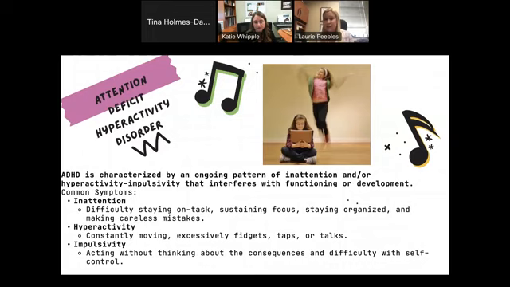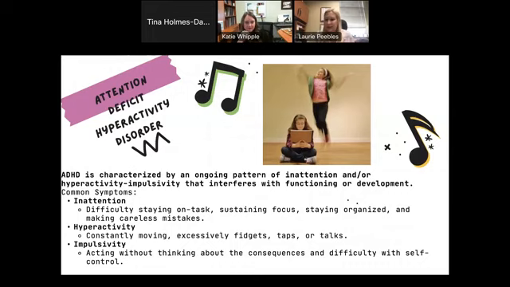Hyperactivity is something that you're likely to very quickly see in the classroom. So if you see a student constantly moving or constantly fidgeting or tapping or talking, this is typically one of the first behaviors as teachers we have to deal with and sometimes nip in the bud. So that would be the hyperactivity. And then there's impulsivity. So acting without thinking about the consequences and difficulty controlling their behaviors.